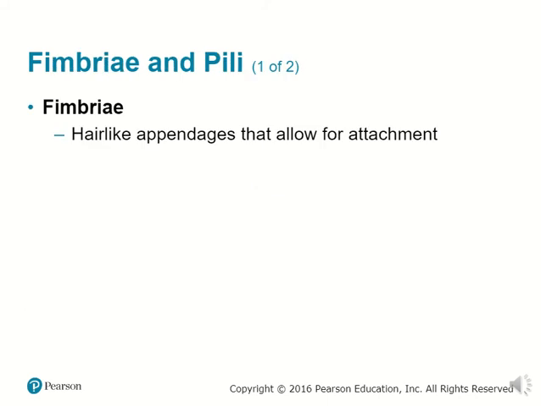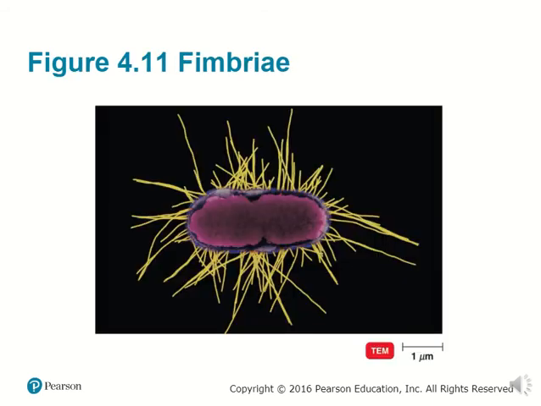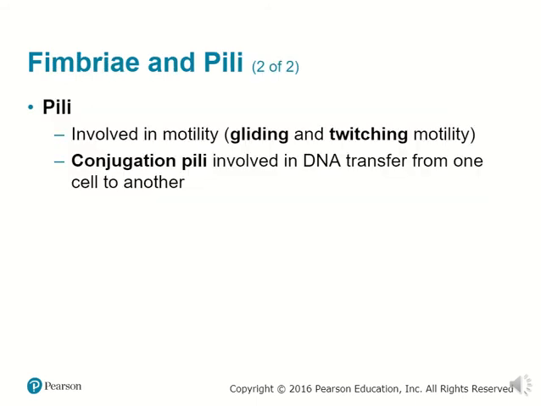Fimbriae are hair-like appendages that allow bacteria to attach to surfaces, and they'll be found all around the cell. And then also pili. They assist in the movement of the bacteria, essentially gliding and twitching.